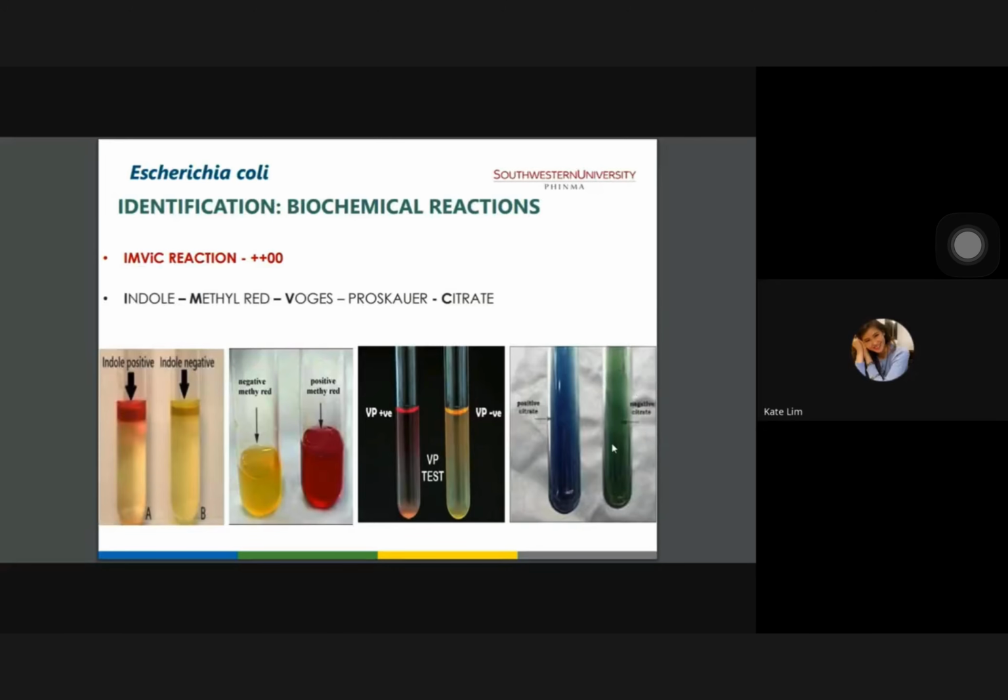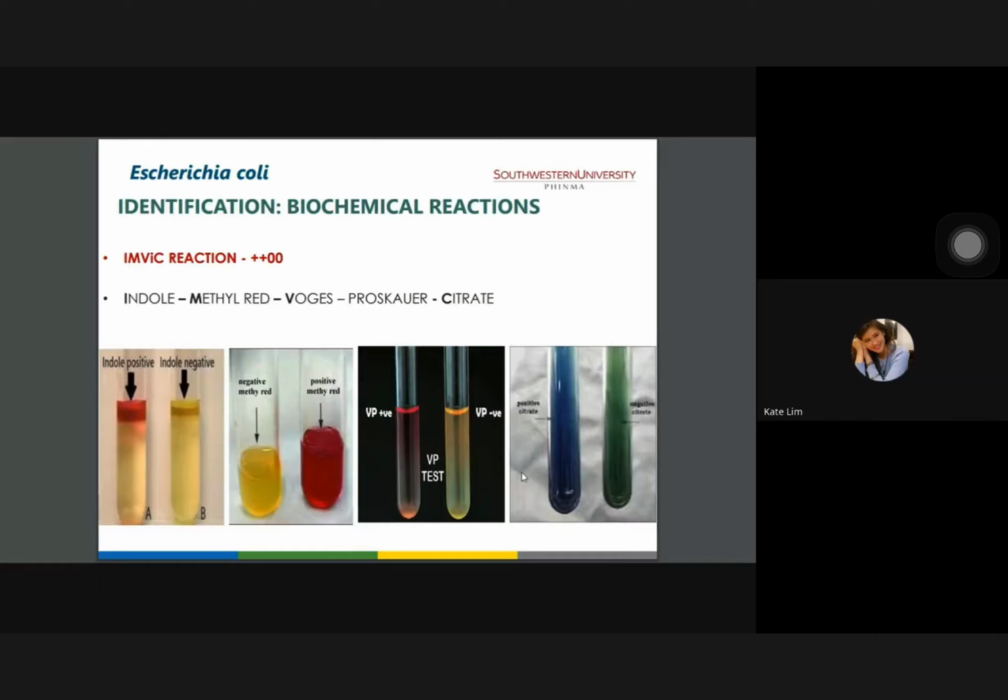So it actually shows no color change. It remains green, or no change of color. This would actually tell us that the citrate was not utilized. Okay, so that is how we are going to read and interpret our IMVIC reaction.